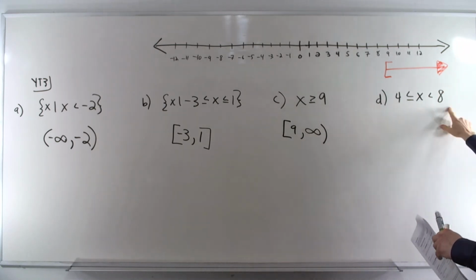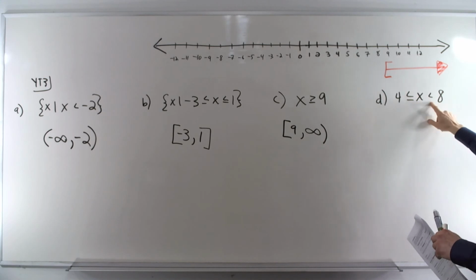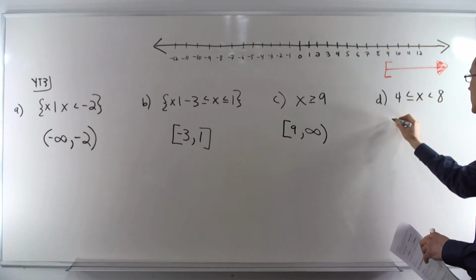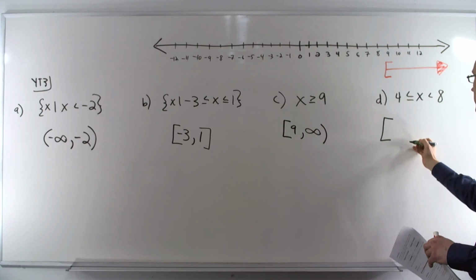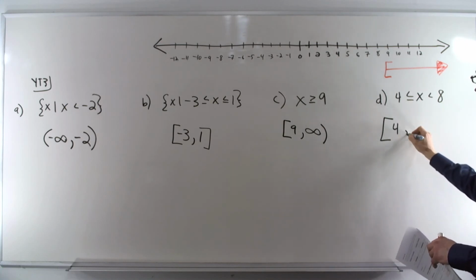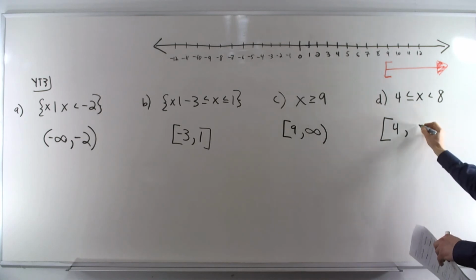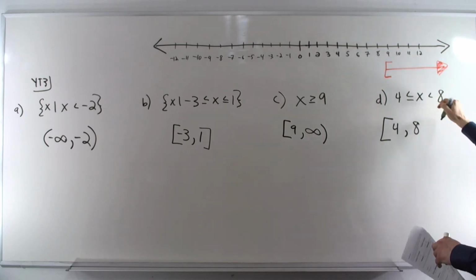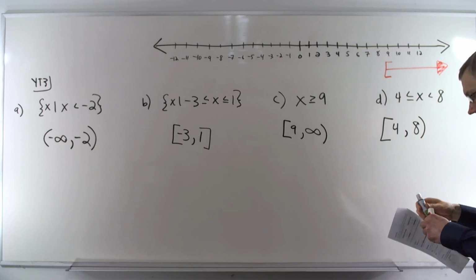Next up, now we've got a mixed one. We got less than or equal to and less than. So for less than or equal to, use a bracket. 4 is the smaller number, that goes on the left, going all the way out to 8 on the right, strictly less than, so that is a parenthesis there.